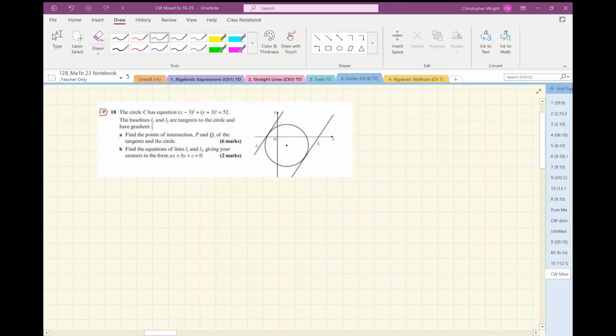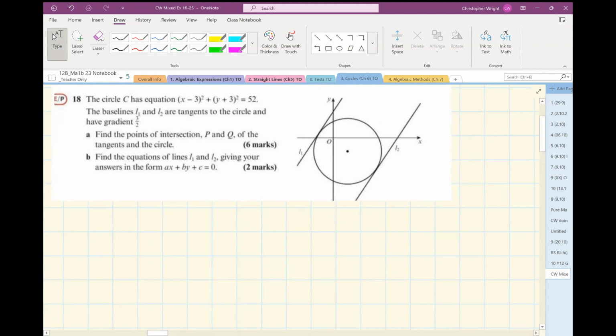Okay, question 18. So I've got a circle, and I'm told its equation. So that means that I know the centre of the circle already. The centre of the circle is (3, -3). I'm told the radius of the circle is root 52, and the baselines are tangents and have a gradient of 3 halves. Find the points of intersection P and Q of the tangents and the circle. So I'm being asked to find these 2 points here.